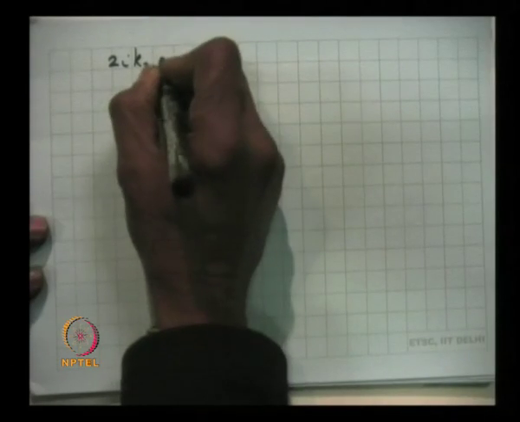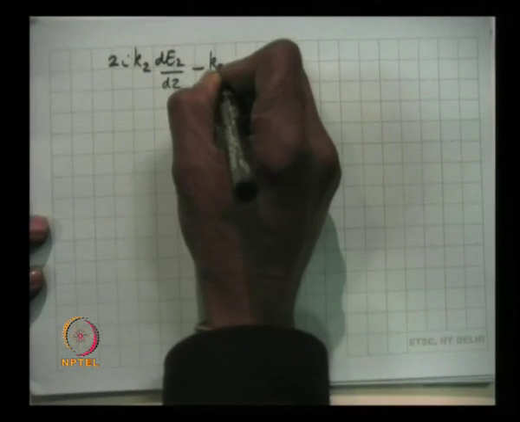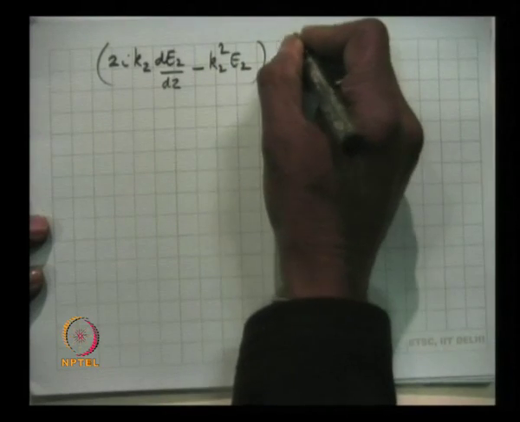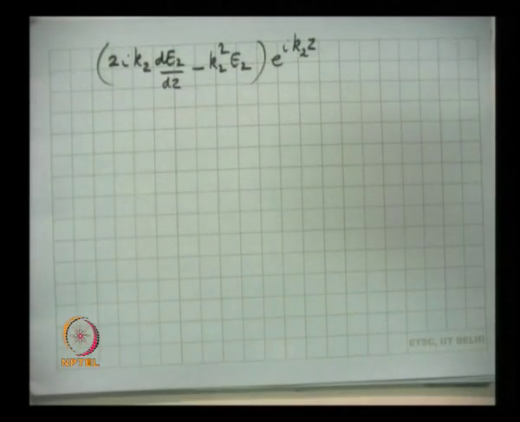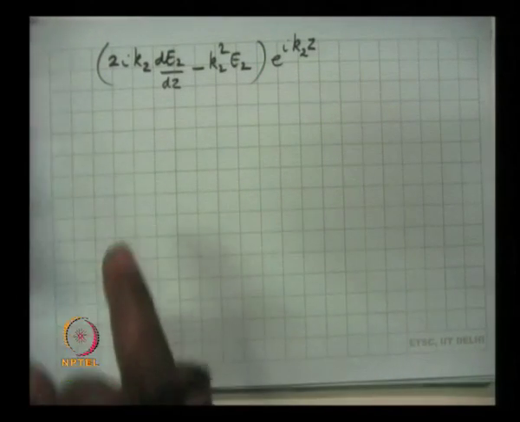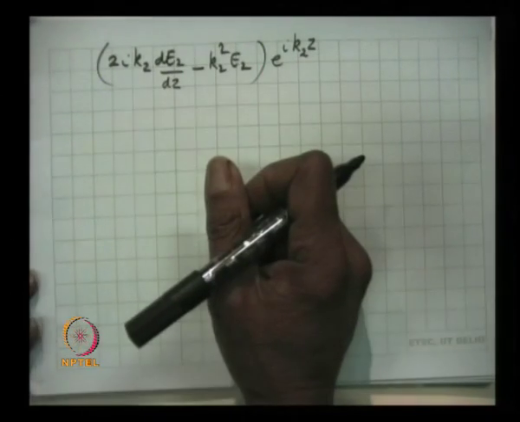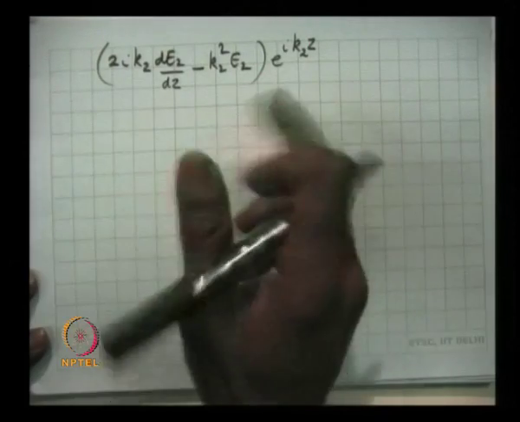And remember, there is a factor of half in every term. So, I will get 2 i k 2 dE 2 by dz minus k 2 square E 2 into exponential i k 2 z, that is the first from the del square term. I am not writing the exponential minus 2 i omega t, because I am picking the coefficients of exponential minus 2 i omega t from every term and substituting.